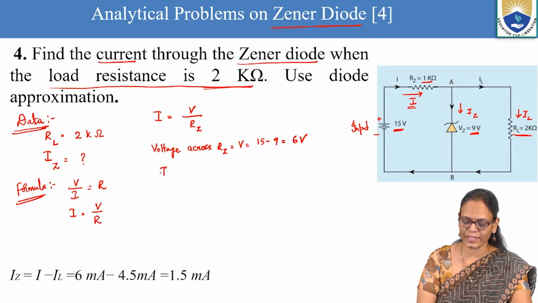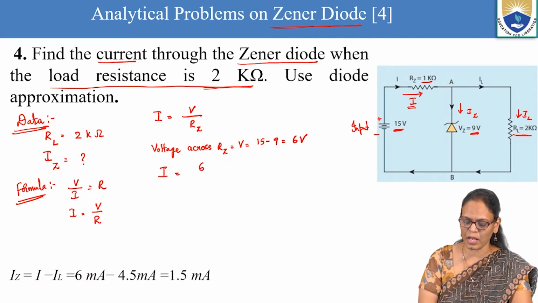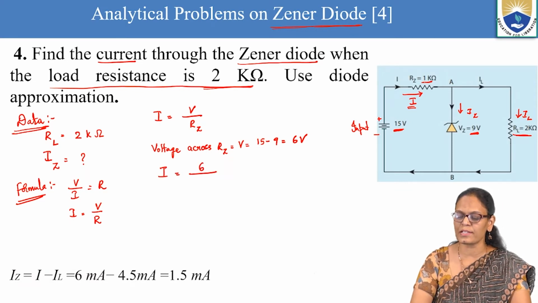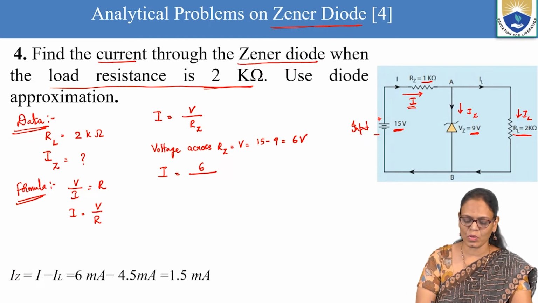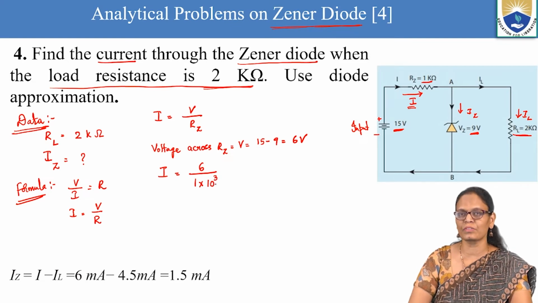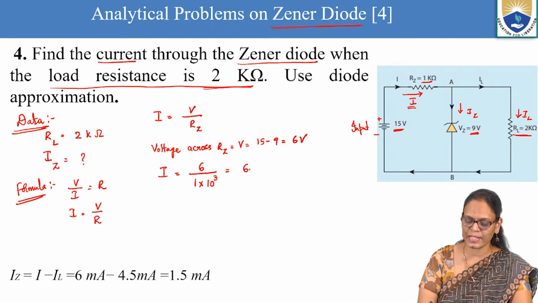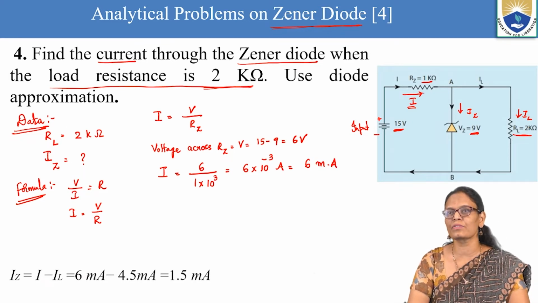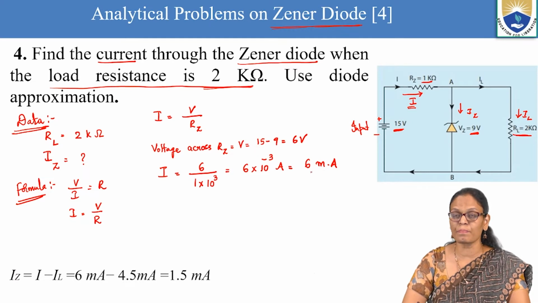So we can calculate the total current now. 6 upon, what is the resistance? 1 kilo ohm. So what is 1 kilo ohm equal to? 1 into 10 power 3. Kilo is 10 power 3. So I can write it as 6 into 10 power minus 3 ampere, or simply we can write it as 6 milliampere. So the current flowing through this resistance is 6 milliampere.